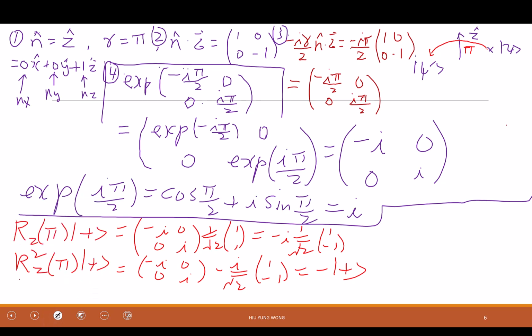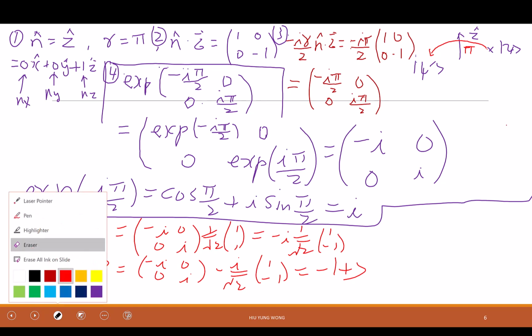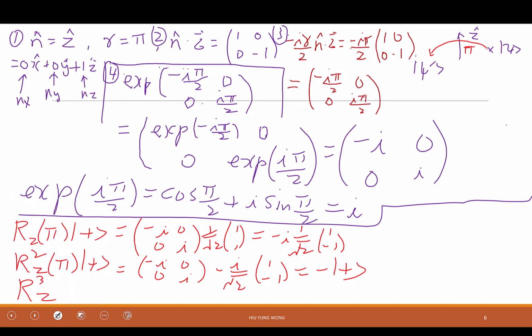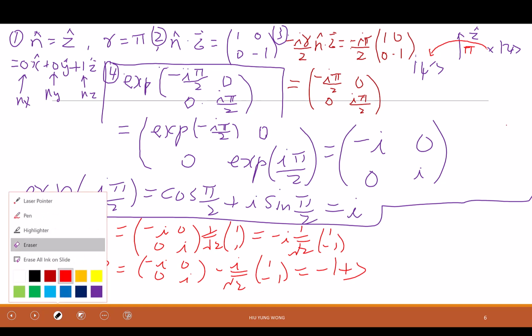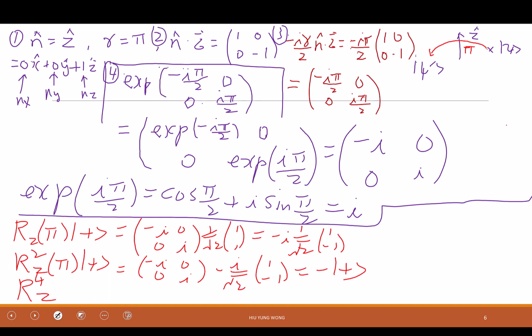Maybe confusing. Let me do one more time, but because of space, I decided to apply it 4 times instead of 3 times. I'm not going to show the 3 times result. But I apply it 4 times to the plus state. Just go through the math. What do you guess will be the result? Applying a 4 pi rotation means a 2 pi rotation, then it will go back to the original state. It turned out to be plus.